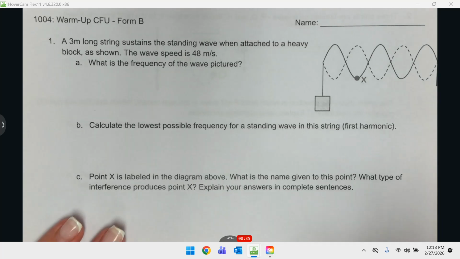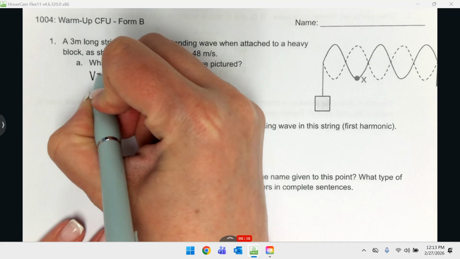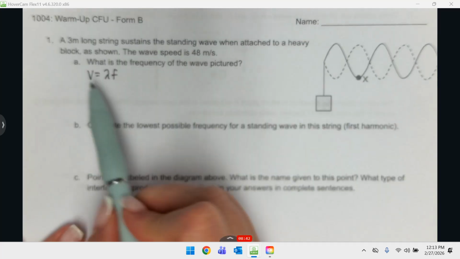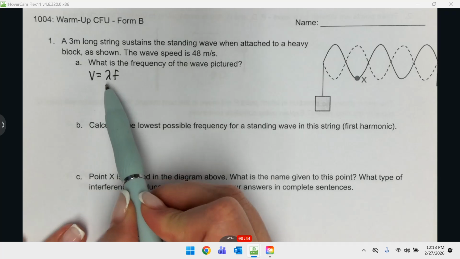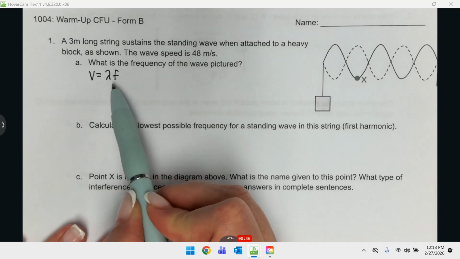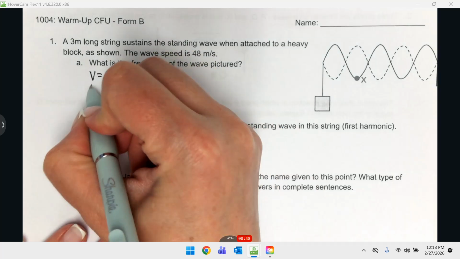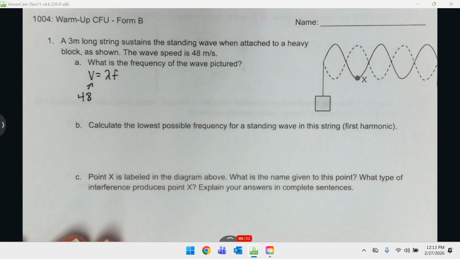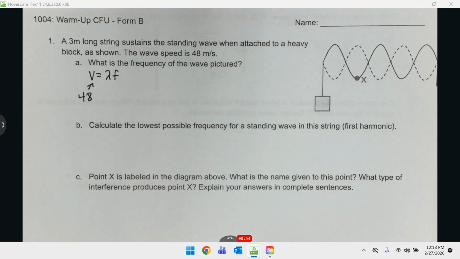Again, we can solve for wave frequency if we know the wave velocity and the wavelength, because this is our wave equation. Wave velocity equals wavelength multiplied by frequency. The wave velocity is in the question. It is 48 meters per second. Again, double check your units, but those are the ones I want. And then I need the wavelength.